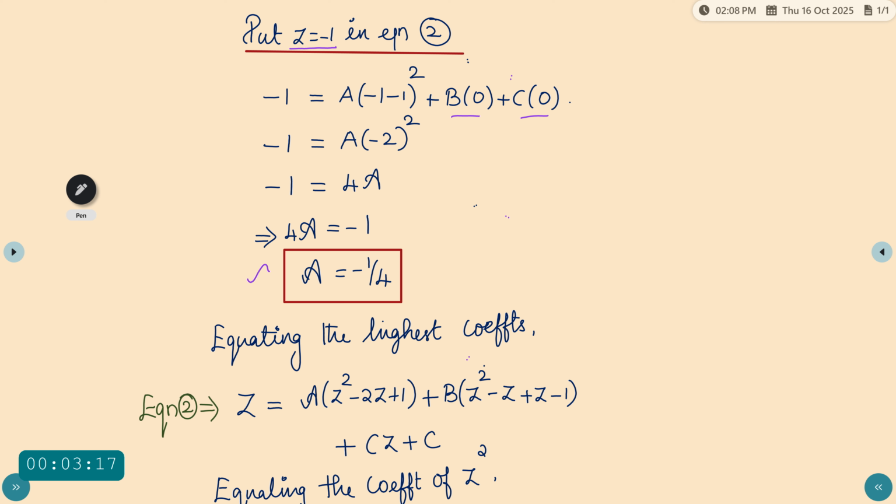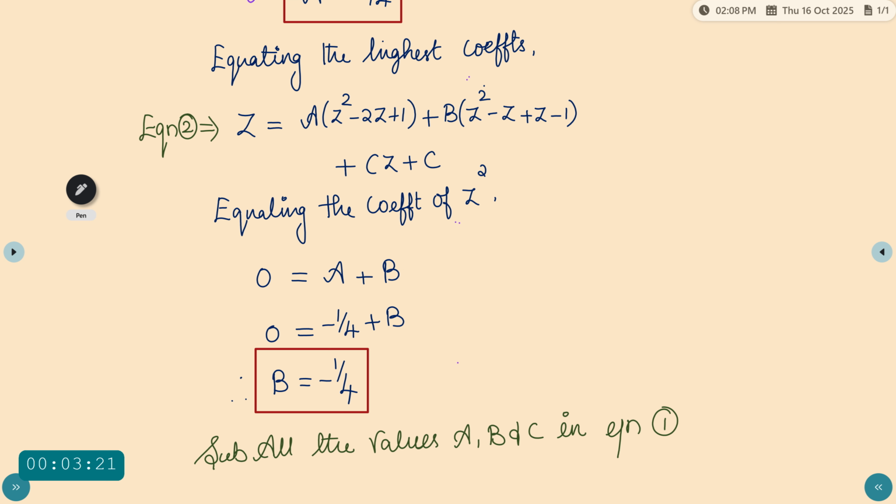Next we are going to find the constant value, that is B. Here there is no value to substitute, so I am going to equate the coefficients. What is the highest coefficient here? Z square. First you are going to equate the highest coefficient Z square, next Z, next the constant. You have to multiply inside the equation all the terms.